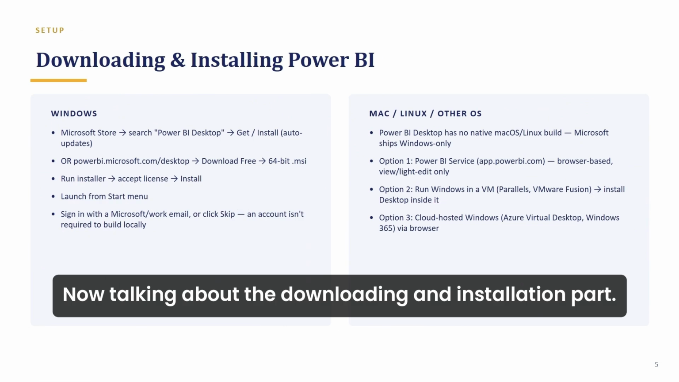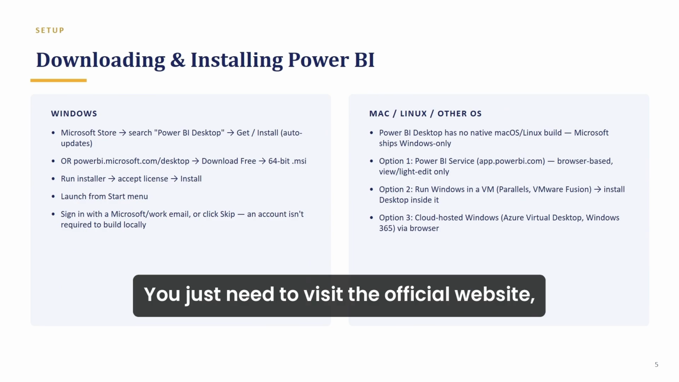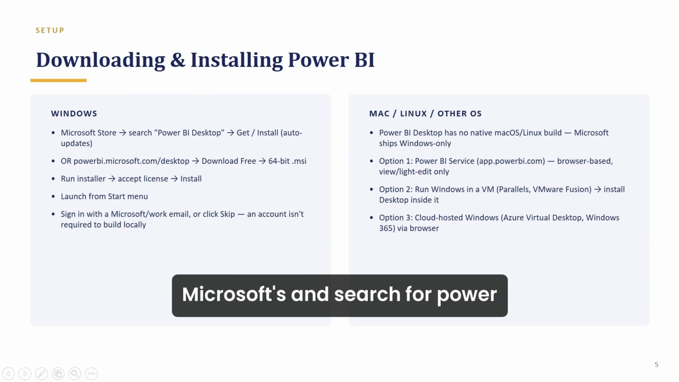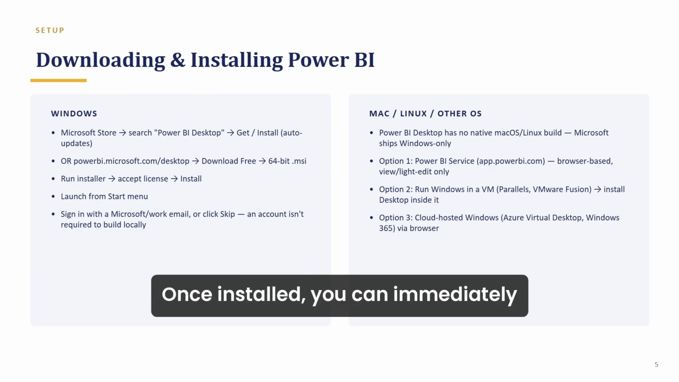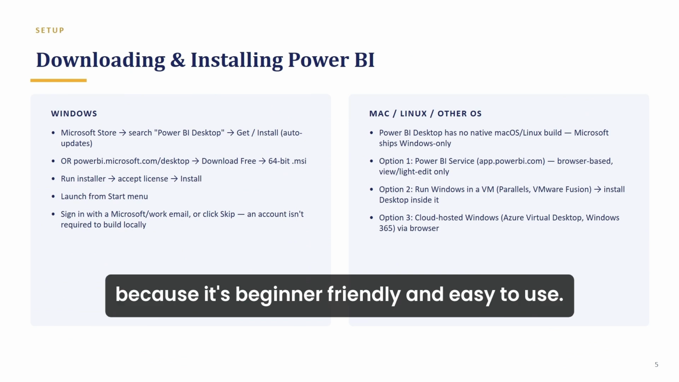Now talking about the downloading and installation part. Okay. So it's very simple. You just need to visit the official website, Microsoft's, and search for Power BI Desktop and download it for free. Once installed, you can immediately start working with your data because it's beginner friendly and easy to use.